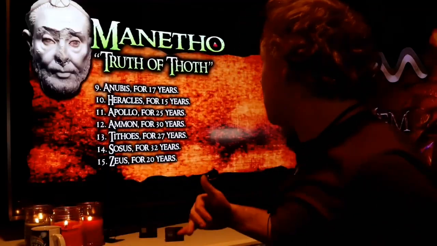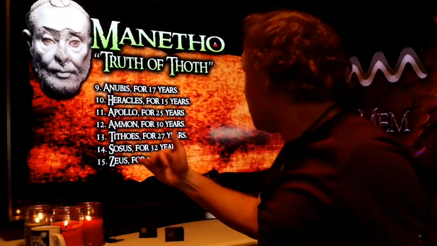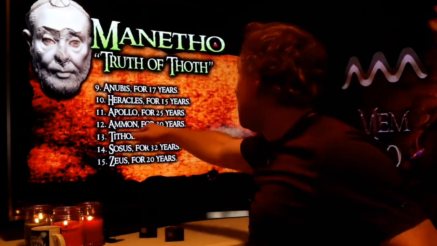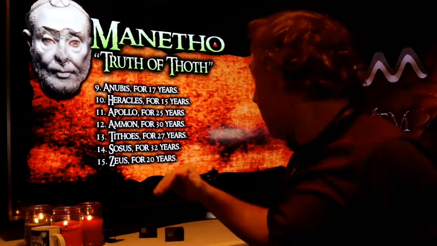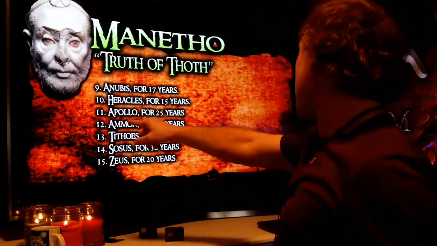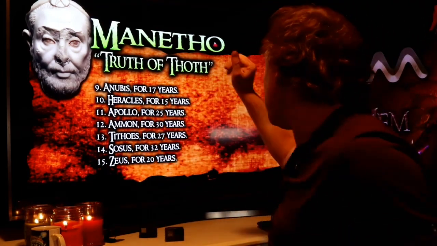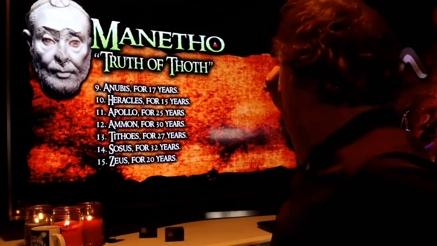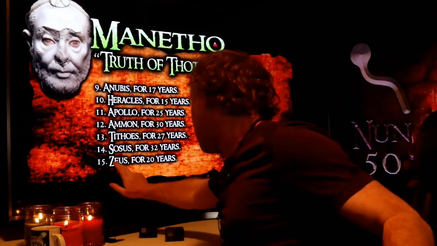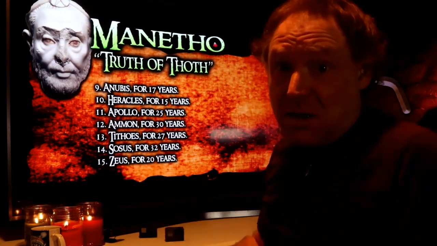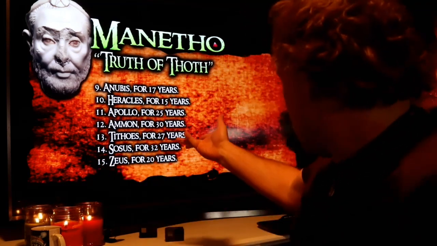He goes on to state that Anubis, the Egyptian god Anubis, ruled for 17 years. Right after that, Hercules ruled for 15 years. Here he's got Apollo for 25 years, Amon for 30, Tythos for 27, Sosos 32, and of course, right down here at the bottom, he's got big old god Zeus down there for 20 years.